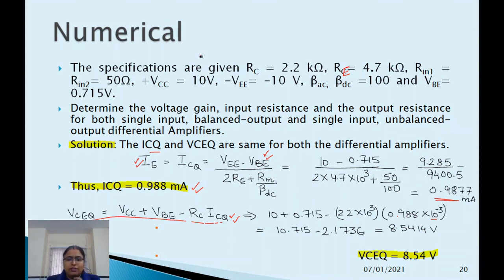So this is RC into what we have given, that ICQ is equal to 0.988 into 10 raised to minus 3. So putting the values, what we get is VCEQ is equal to 8.54 volts. So solving this, we come to this. So now we have calculated ICQ and VCEQ.